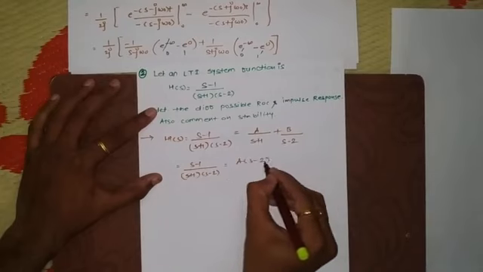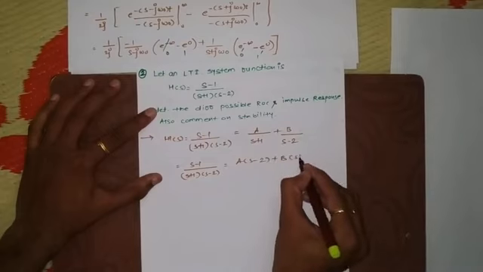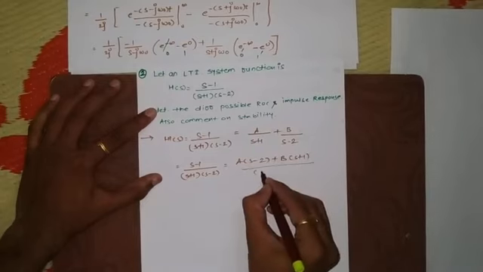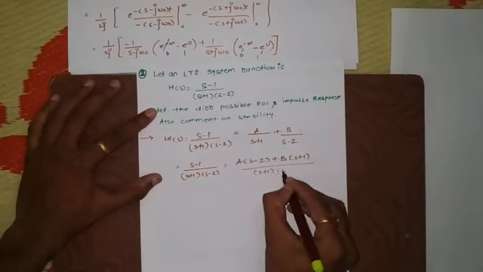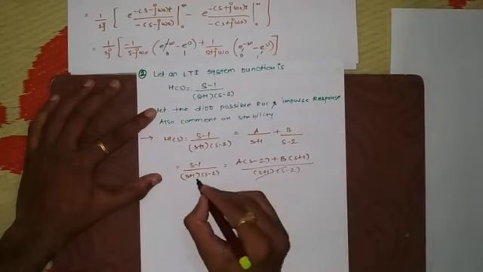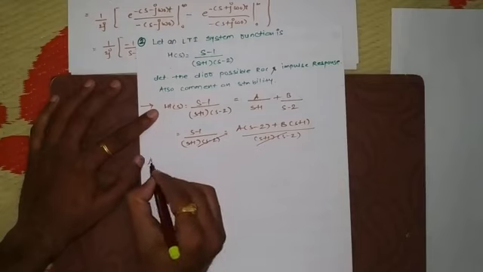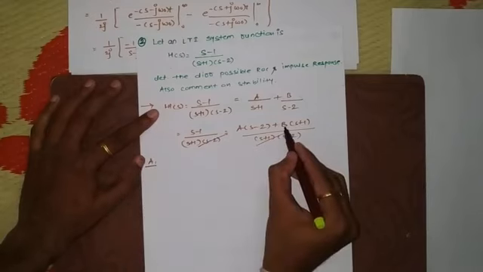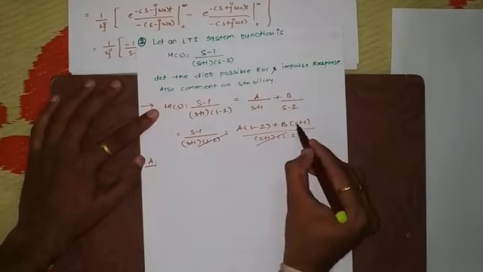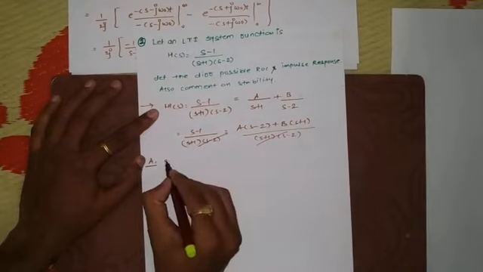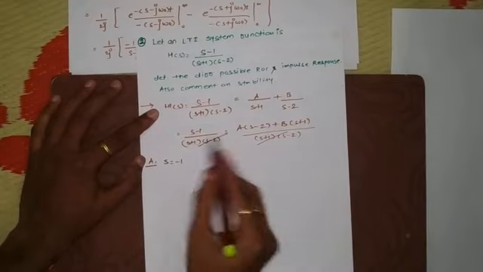This is s minus 2 plus b into s plus 1 upon s plus 1 into s minus 2. So this two side denominator will get cancelled. Now to find a, we'll try to make b as 0. That can be possible if s is minus 1. So put s as minus 1 in both the side.